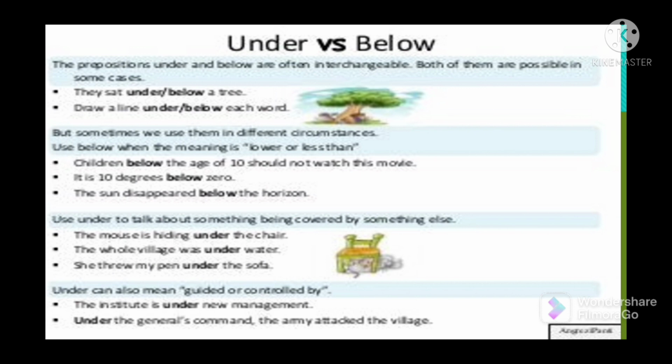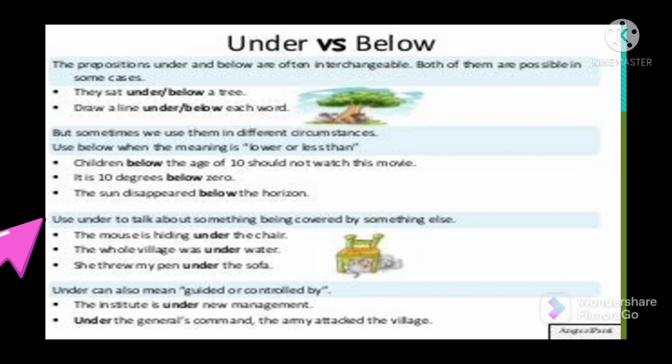Sometimes we use under and below in different situations. Use below when the meaning is lower or less than, like children below the age of 10 should not watch this movie. Here we can't use children under the age of 10. We have to use below itself. Next, it is 10 degrees below 0. We can't use under 0. The sun disappeared below the horizon. We can't use under the horizon.